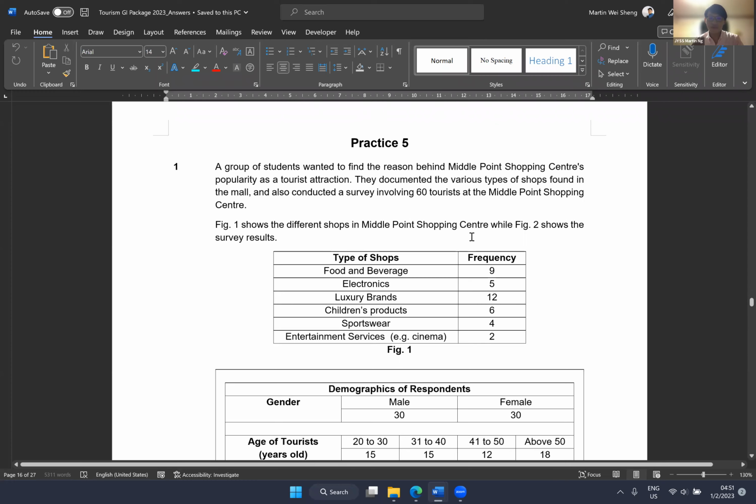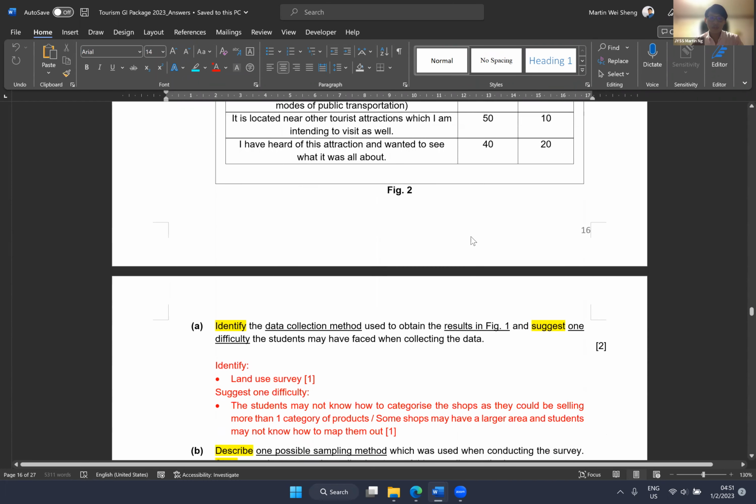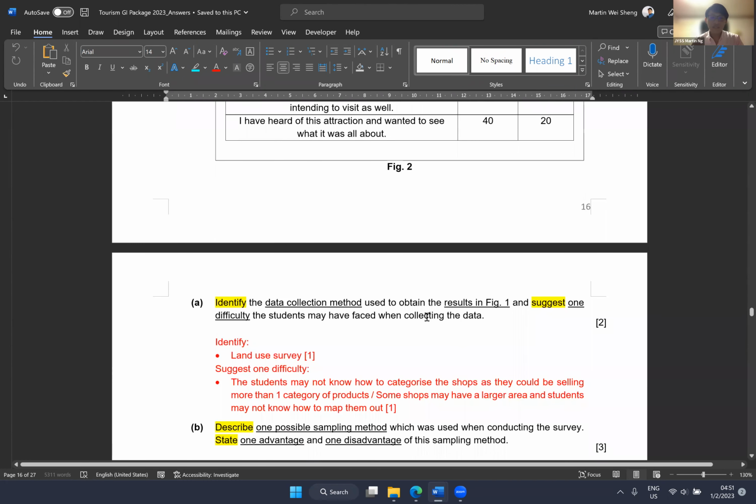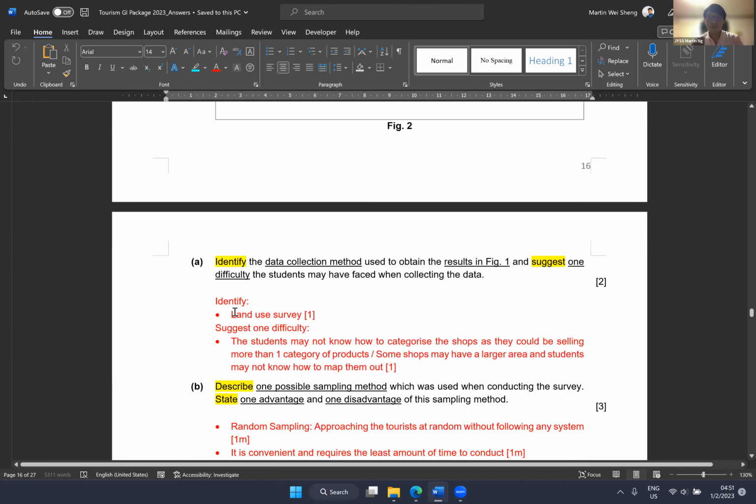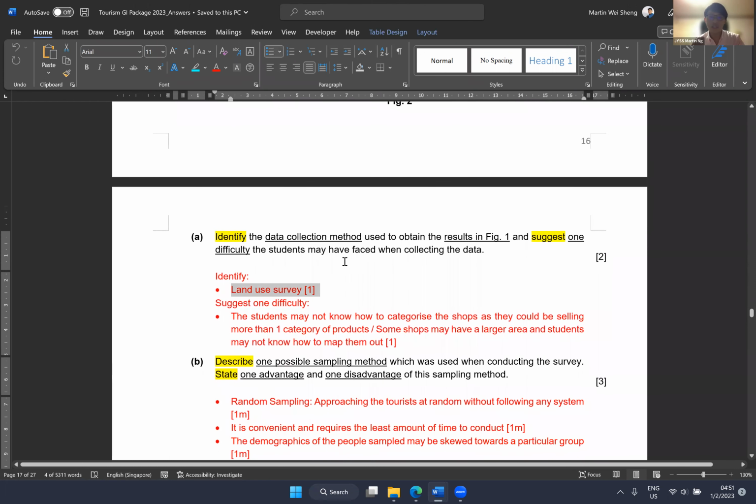Okay, so practice 5. Now, question number 1. Identify the data collection method that obtained the results in figure 1. Suggest one difficulty the student may face when collecting the data. So very straightforward, the answer would be land use survey. Okay, because land use survey is the only data collection method among the 5 that allows you to identify the types of shops in a location. So it's the only possible answer, land use survey.